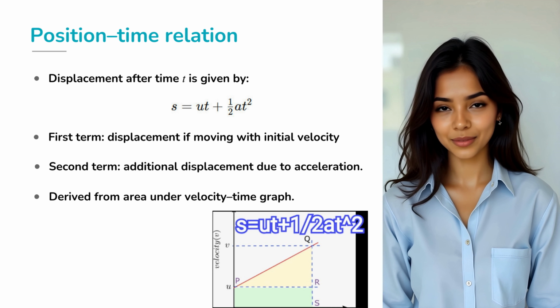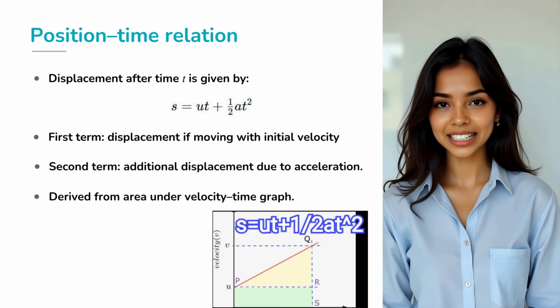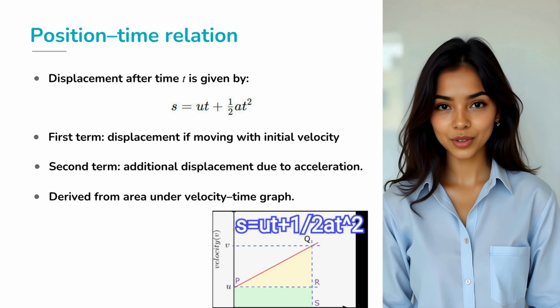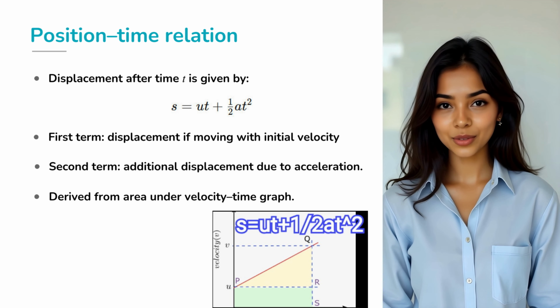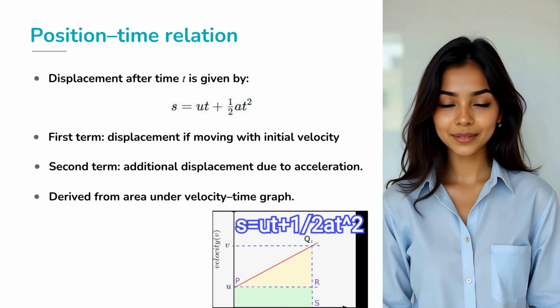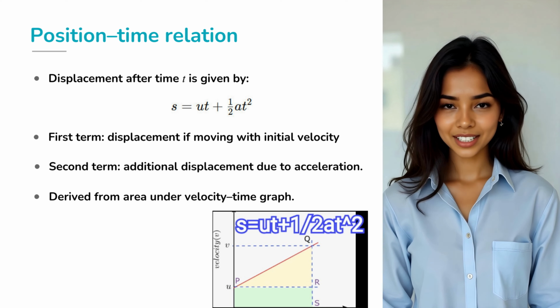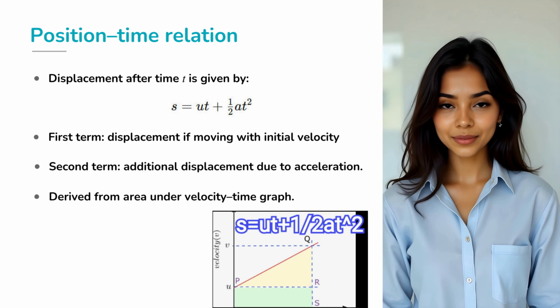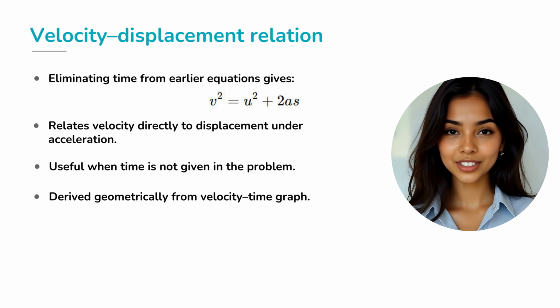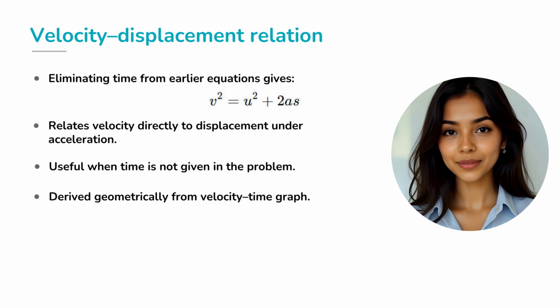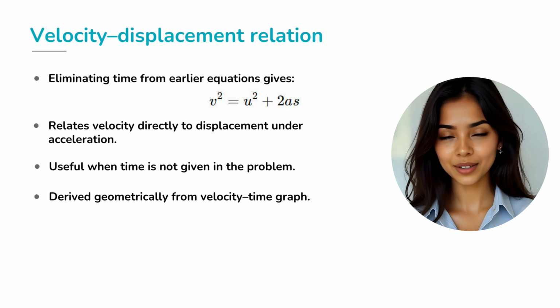Graphically, this comes from the area under the velocity time graph. The rectangle represents ut and the triangle represents half at squared. Together, they give the total displacement. But what if time is not given in the problem? Don't worry, the third equation eliminates time altogether.